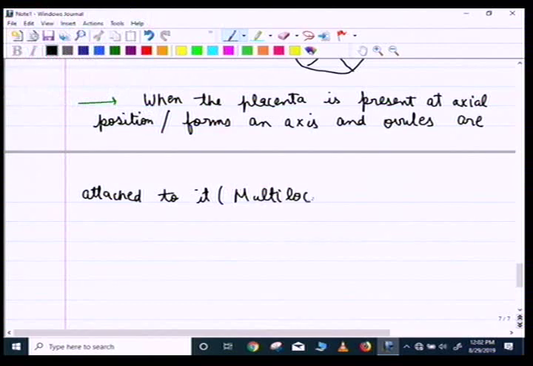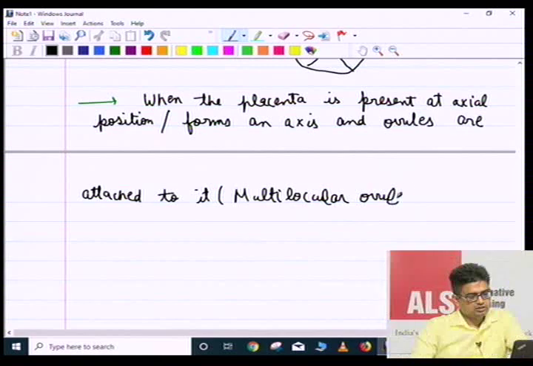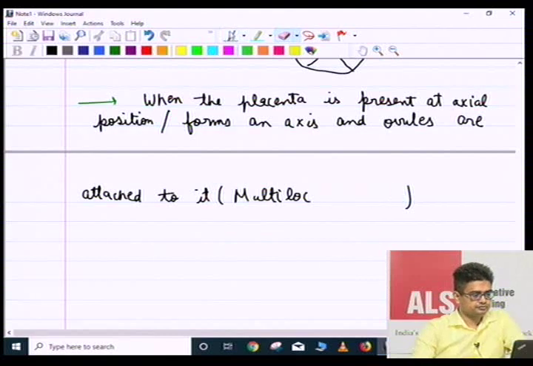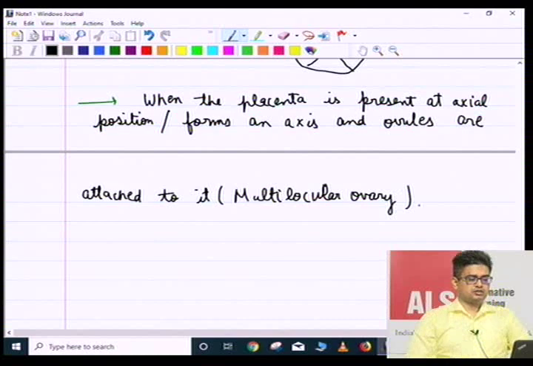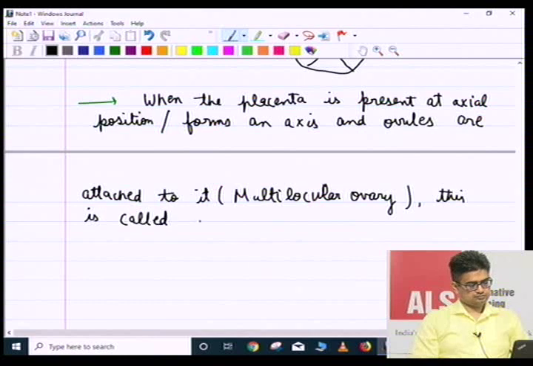This is possible only in multilocular ovary. If it is not multilocular, it is not axile placentation. Multilocular ovary. Okay, this is called axile placentation.